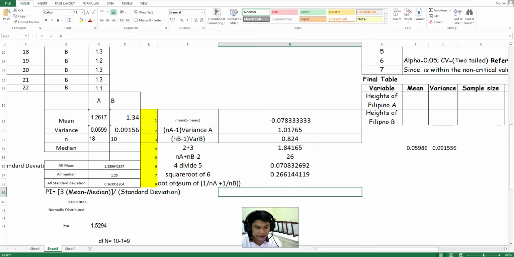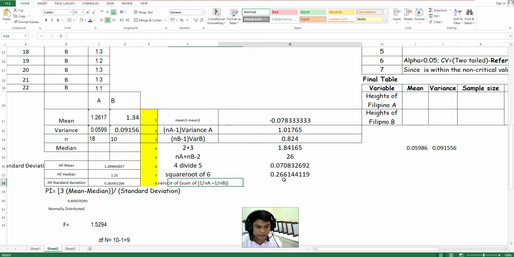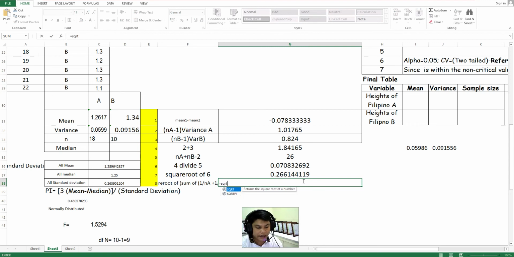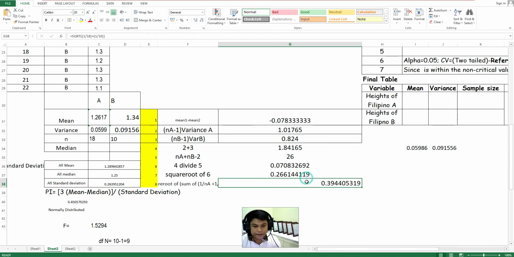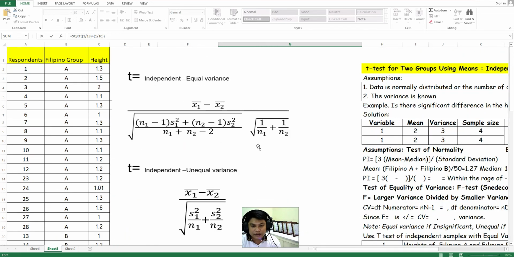Okay, so how do we reflect that here? Equals SQRT open parenthesis, and then you have to open parenthesis again, 1 divided by NA is 18, so 18 close, then plus open parenthesis 1 over NB is 10, 1 over 10 close, close. Okay, that is the square root. So again, you get the square root, then open parenthesis, open again, 1 over 18 because 18 is n1, which is A, and 1 over 10 because it's n of B, and you put plus, and then you have to put parenthesis last in order to enclose that before the square root.